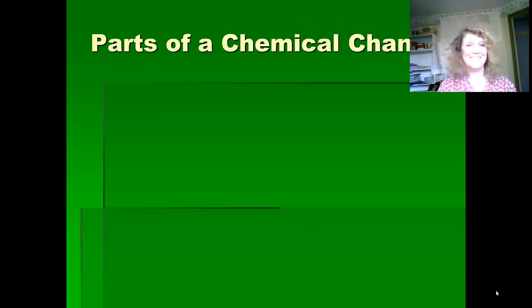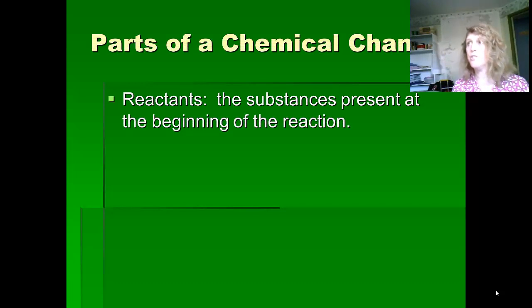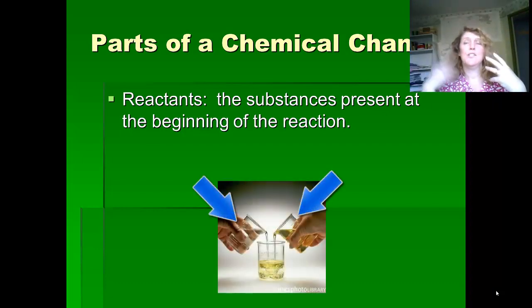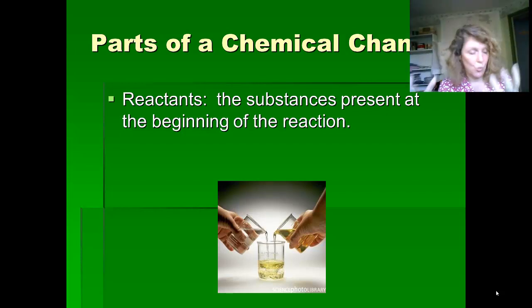All right, cool. Parts of a chemical change. So when you're talking about making a chemical change, the reactants are the substances present at the beginning of the reaction. And these are the ones that are going to react together. So in my water and salt example, I have H2O, I have NaCl. Those are the reactants. That's what I start with.